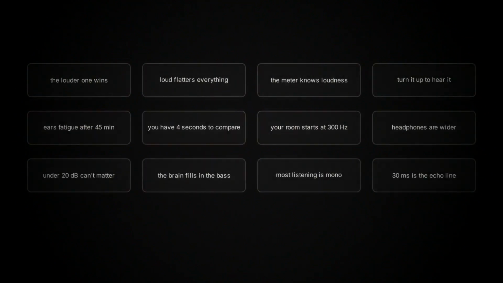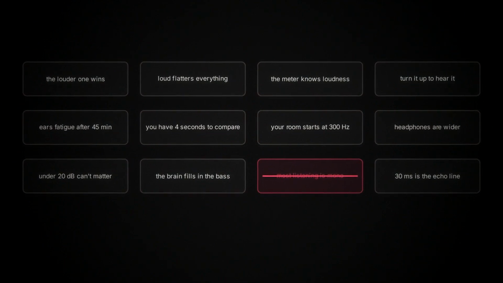Every one of these is something you were taught as a rule. 11 of them are real, 1 I had to cut, and not a single one is actually a rule.